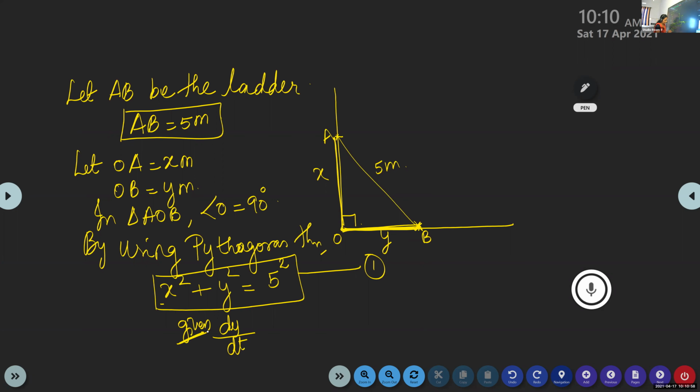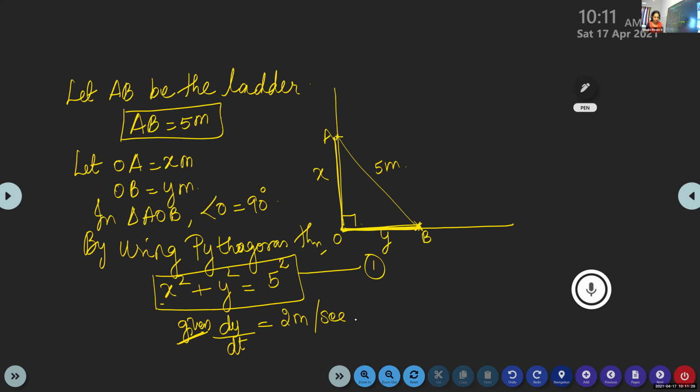Dy by dt is increasing, so we are taking it as positive. When you pull it, the y length will be increasing, so we are taking it as positive. If it is decreasing, we should take it as negative. Is it okay, Aditya? As the y length is increasing, we are taking dy by dt, the rate of change in y, as positive. So dy by dt is 2 meter per second.